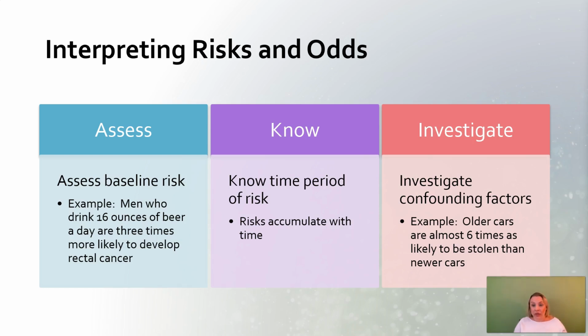So the other thing you need to think about is investigating confounding factors. An example would be that older cars are almost 6 times as likely to be stolen than newer cars. Sometimes these factors can end up confusing your final results or muddying the water a little bit.